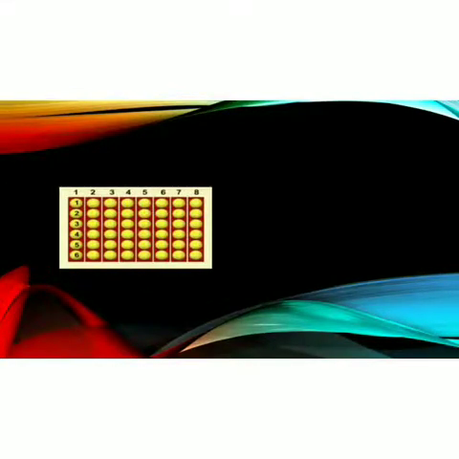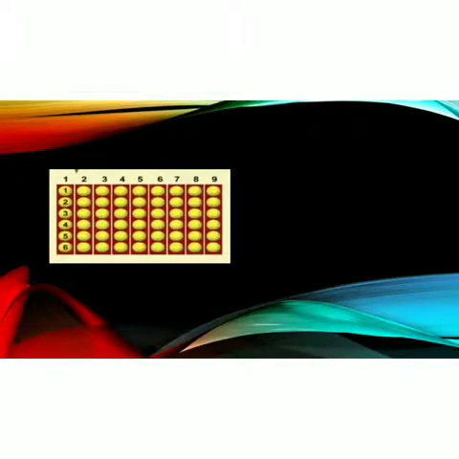6 balls we are taking 8 times. 6 multiplied by 8 is equal to 48. 6 eights are 48. 6 balls we are taking 9 times. 6 multiplied by 9 is equal to 54. 6 nines are 54.